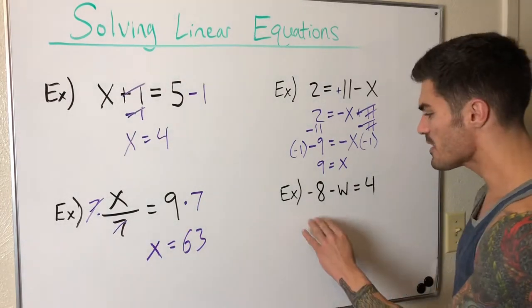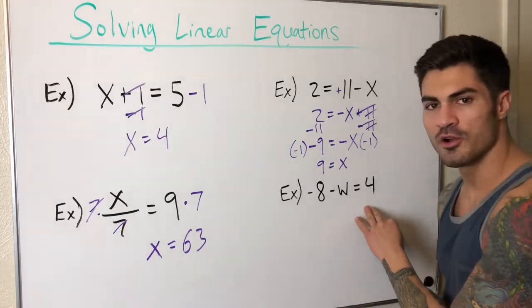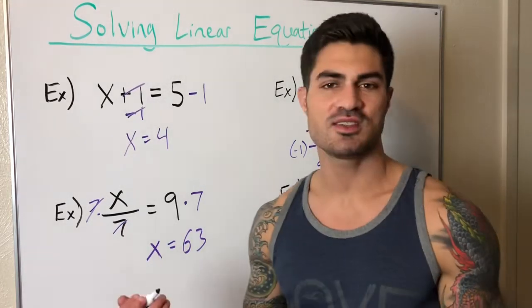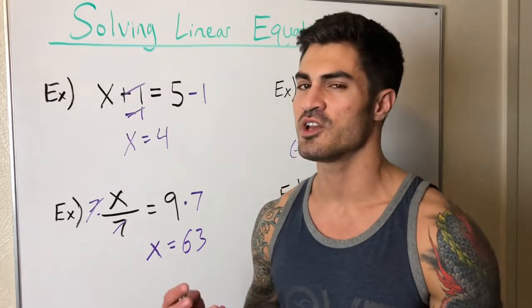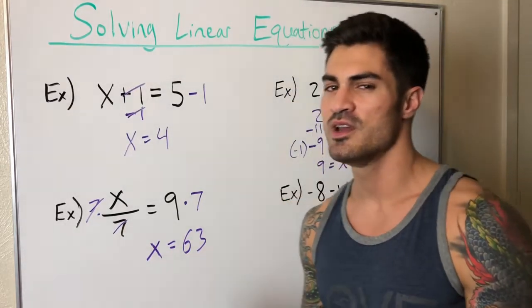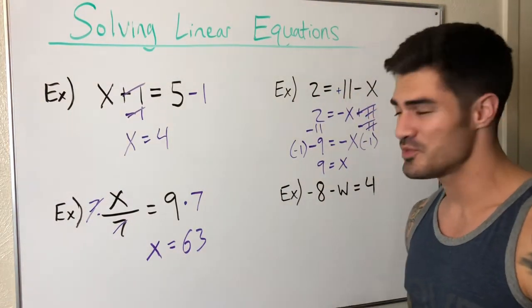So, negative 8 minus w equals 4. Oh no, w, what does that mean? Well, it's just the same thing as x. It's just a variable. Nobody said we have to call it x. That's just kind of a convention. People do call it x, but you can call it whatever. Y, J, W. You can use symbols, really whatever you want.